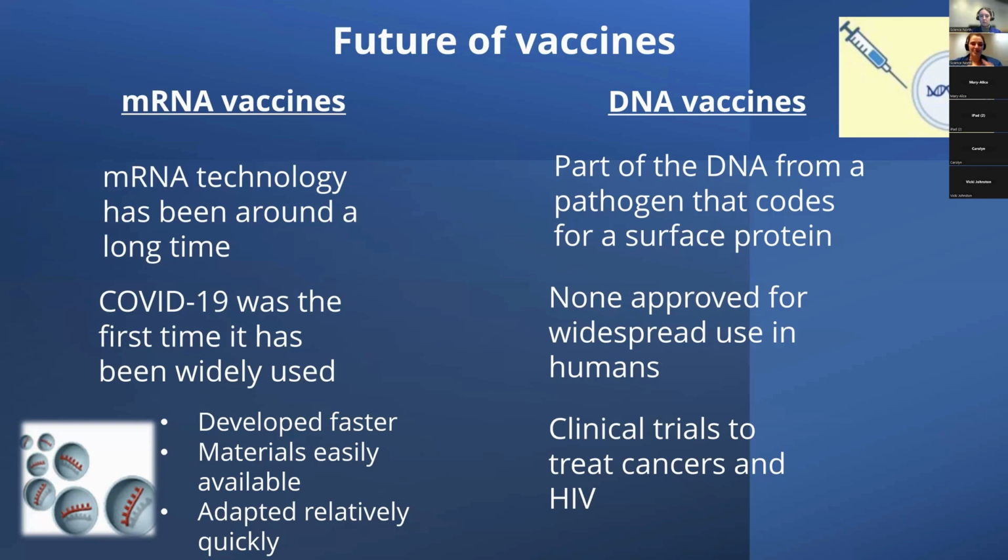There are trials in process. And one of the pros, I guess, to DNA vaccines instead of mRNA is that DNA is a little bit more stable than mRNA. So it's a little bit of an added benefit. It makes it a little bit easier to work with.